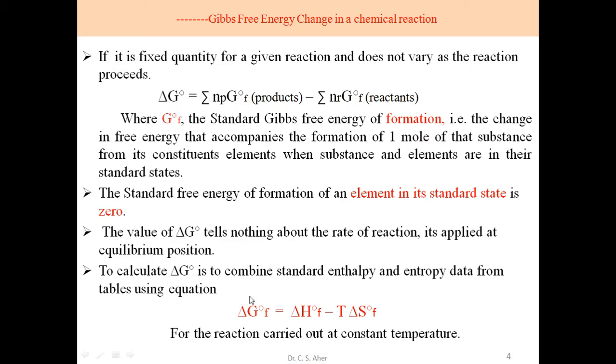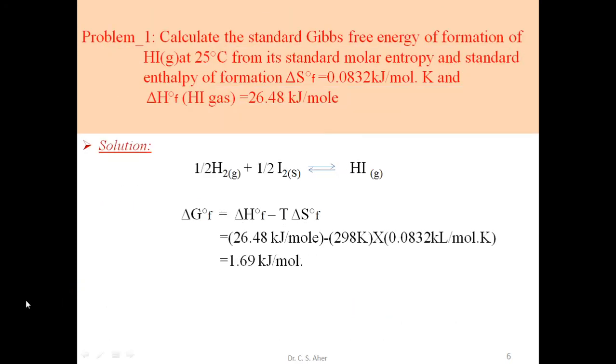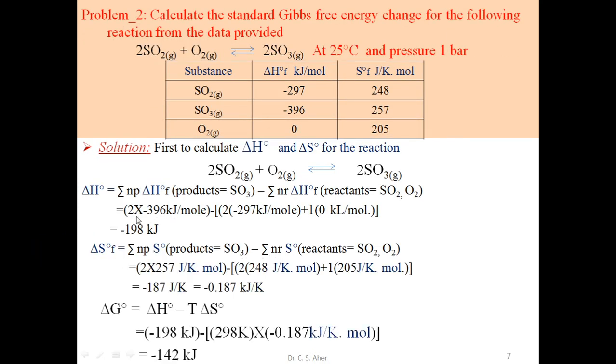We have this equation, and it is used for solving examples where the standard Gibbs free energy change is calculated by using the standard enthalpy change of formation minus T, the temperature, times the standard entropy change of formation. Again, on the basis of this delta G value, whether it is negative or positive, we have exergonic reactions and endergonic reactions, and we have these examples. So we solve this example based on these formulas. Second example.